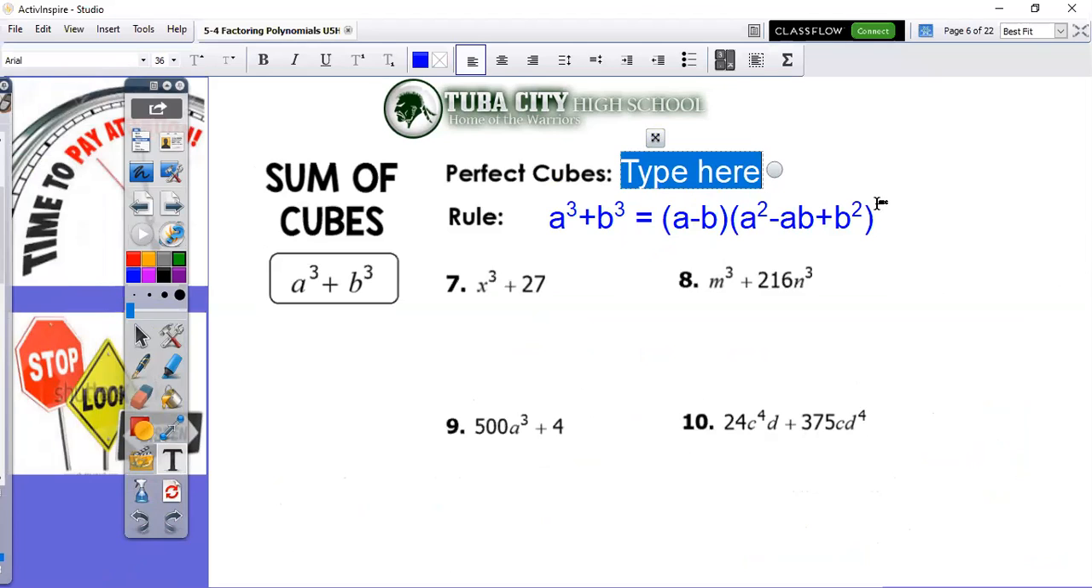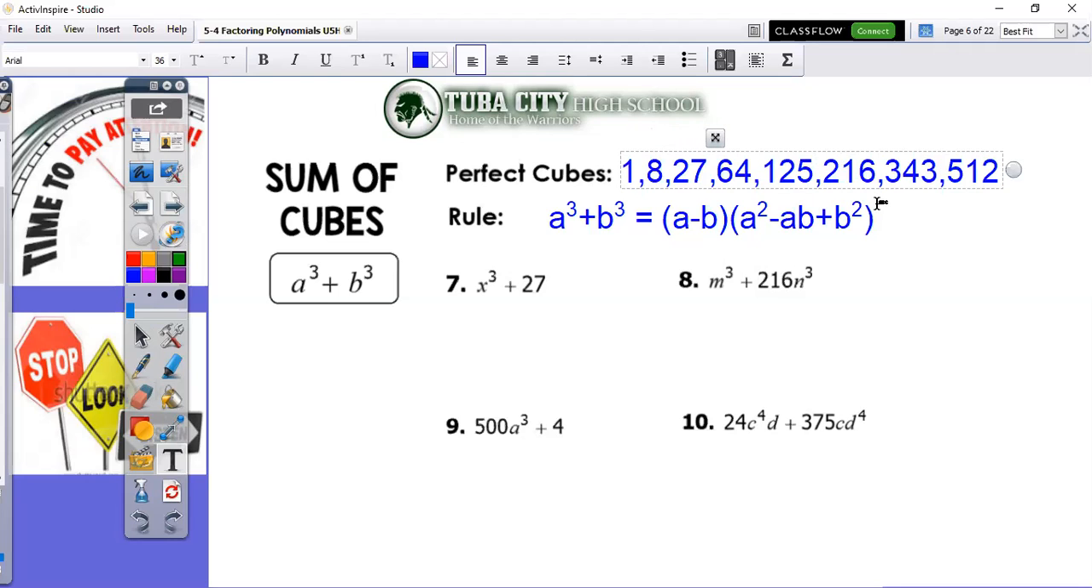So 1 times 1 times 1 is 1. 2 times 2 times 2 is 8. 3 times 3 times 3 is 27. 4 times 4 times 4, only 3 times, is 64. 5 times 5 times 5 is 125. And let me go ahead and put some other numbers in there, and so on. They probably won't get much higher than that.